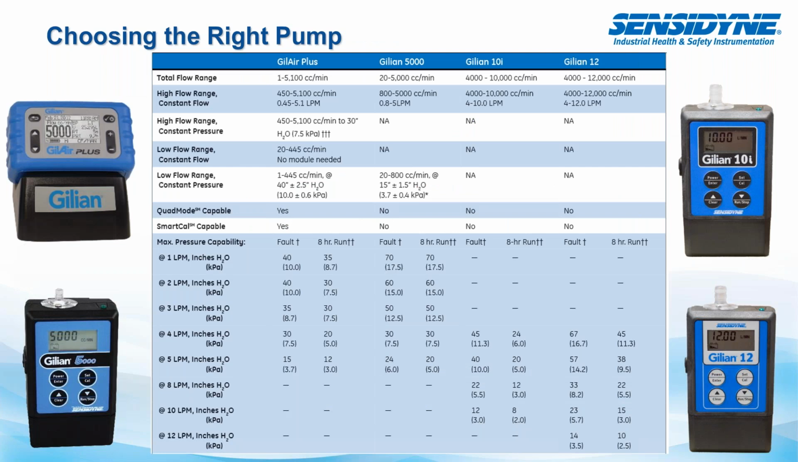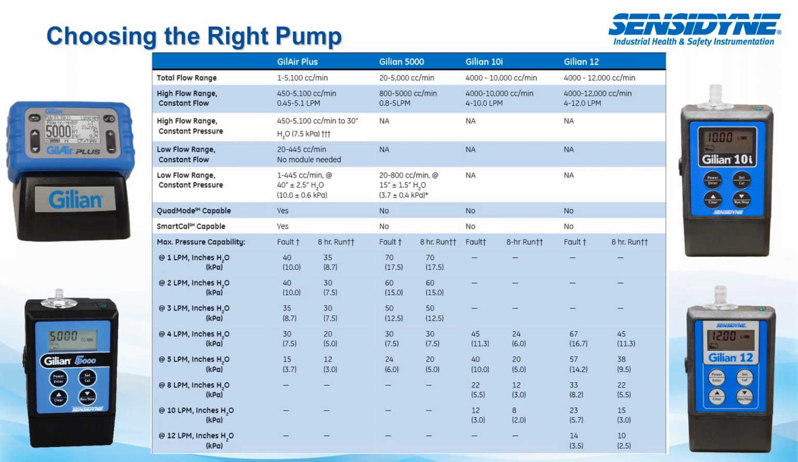So I mentioned published specifications. All manufacturers should have set parameters and thresholds published for their pumps. This is right from our Sensidyne catalog, and you can see we have 4 different Gillian pumps here: the Gillian Plus, the Gillian 5000, the Gillian 10i, and the Gillian 12. All of them have different flow rate ranges, and they also have different thresholds for fault and 8-hour runtime. And I wanted to go over the differences in those specifications too, to further prepare you for what your pump is capable of performing.